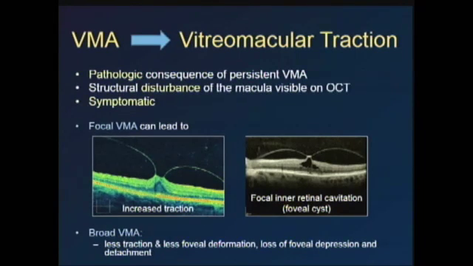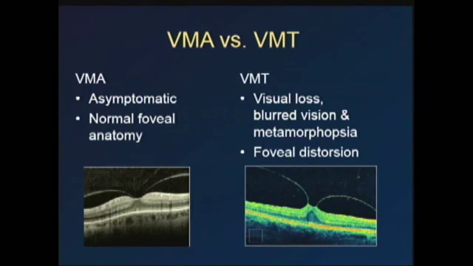In some cases, you will have such a traction that it actually causes splitting and cavitation inside the fovea, getting cysts. If you have a broad adhesion, these cavitations are unlikely. What you get is basically a retinal thickening. Everything just moves forwards. You get a loss of the foveal depression with the retinal thickening. You can even get retinal detachment.